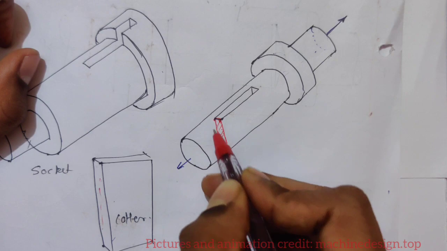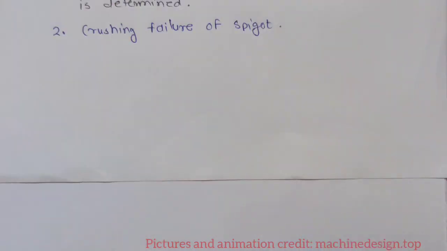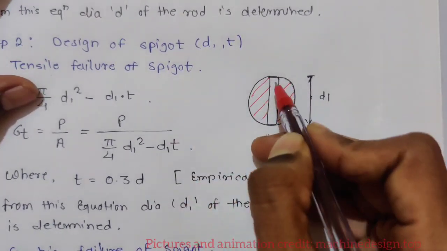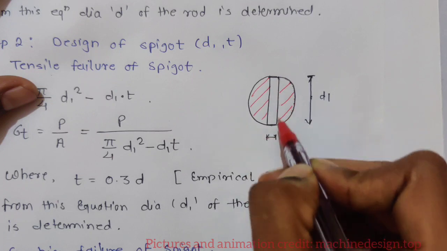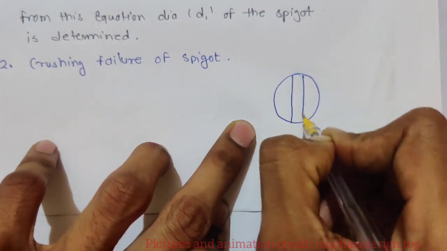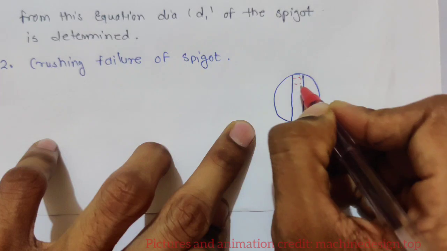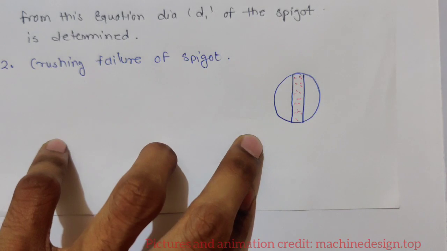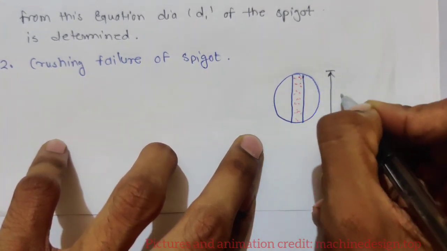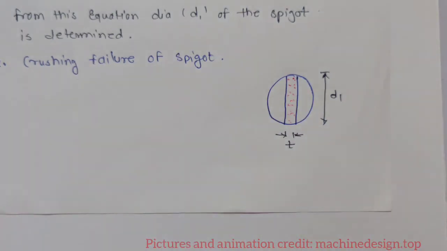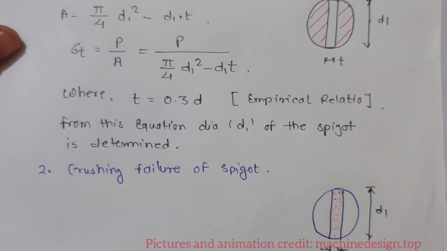So this is the failure area. If you remember this, the failure area will be this inside strip, because only this part is in contact. So draw the same diagram, and the contact will be like this, so crushing will be like this. This is again D1, and this is again t. So what is the cross section area?